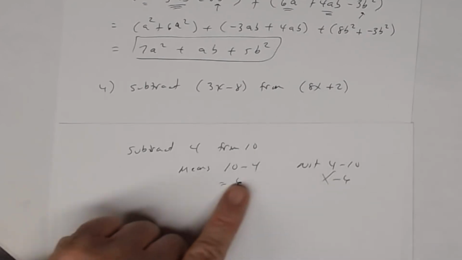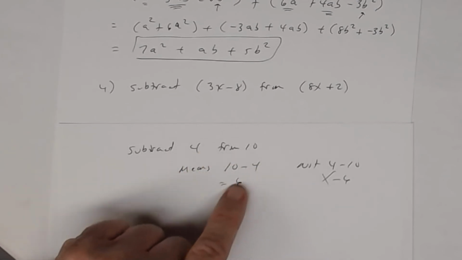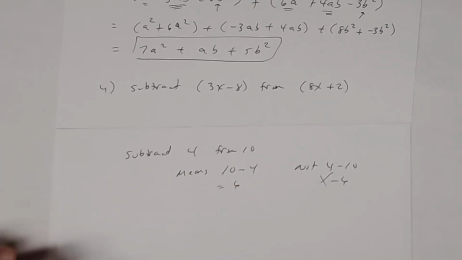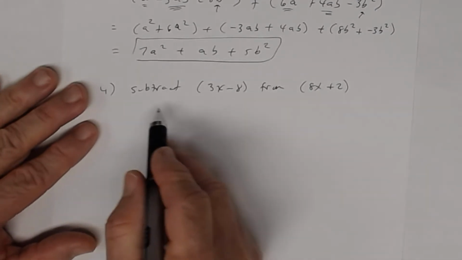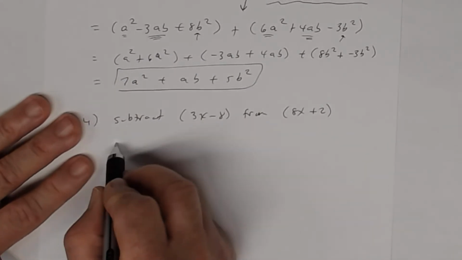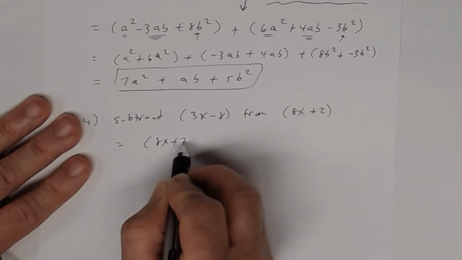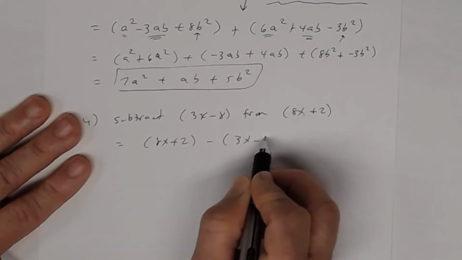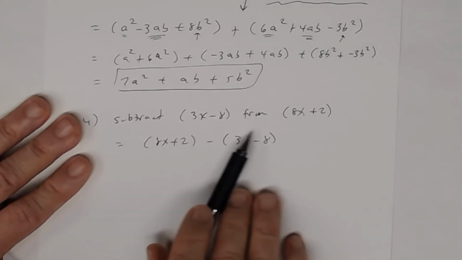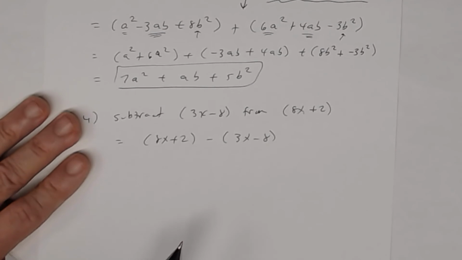All right, so subtraction is not commutative. So that's why you have to be careful. Subtract 4 from 10 means 10 minus 4. So when I have this, if you want to write it like this, which you should, what that means is this. So this means this minus this. So that means 8x plus 2 minus 3x minus 8. So subtract 3x minus 8 from 8x plus 2.